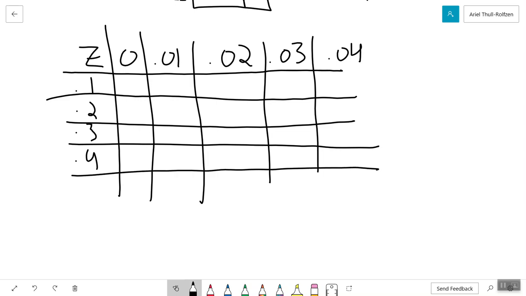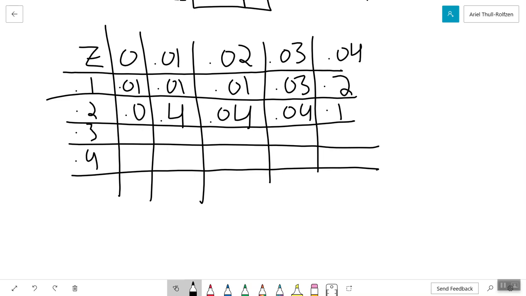And I've got probabilities in here. I've got 0.01. And this is not the same as a table in the book. I am just making this one to show you guys how to use the table to do this.